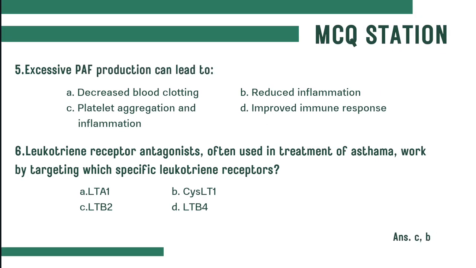Next we have, excessive platelet activating factor production can lead to. So it leads to platelet aggregation and inflammation. And the last one is leukotriene receptor antagonists, often used in treatment of asthma, work by targeting which specific leukotriene receptors? The answer is B, that is cys-LT1.